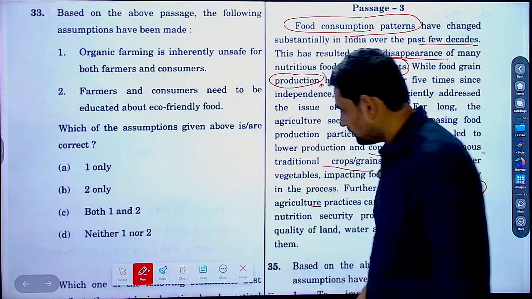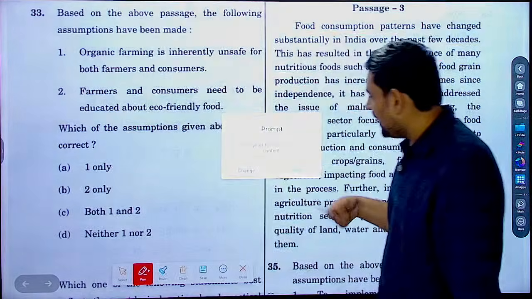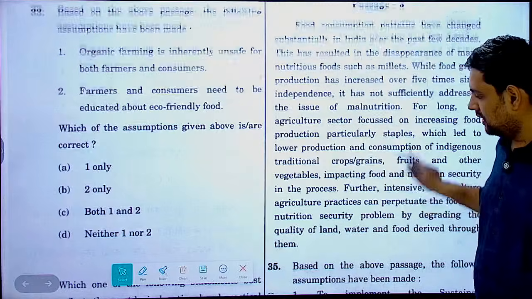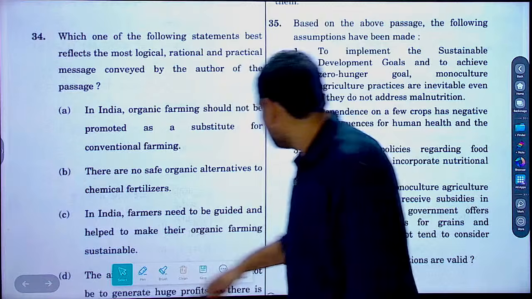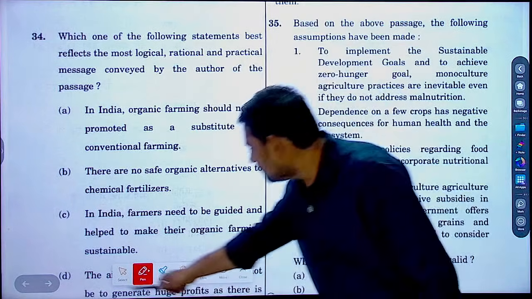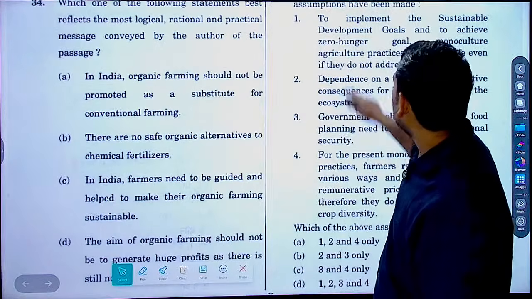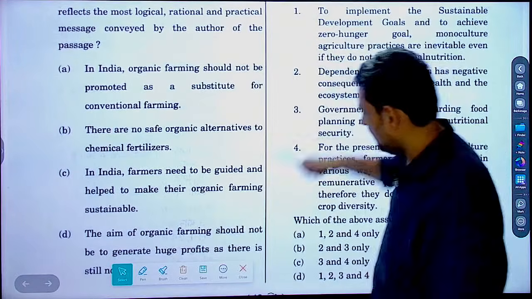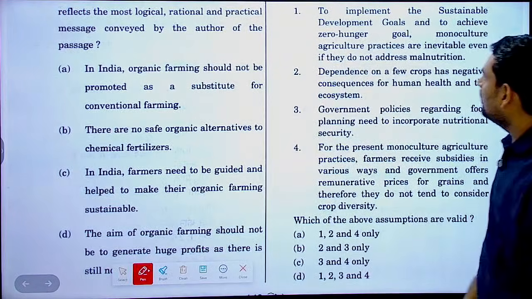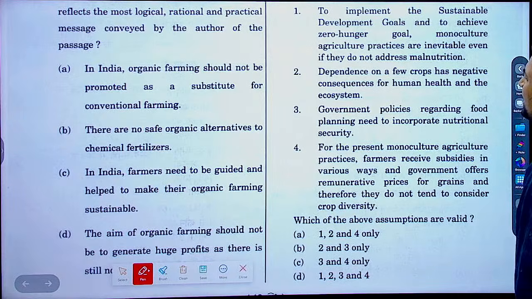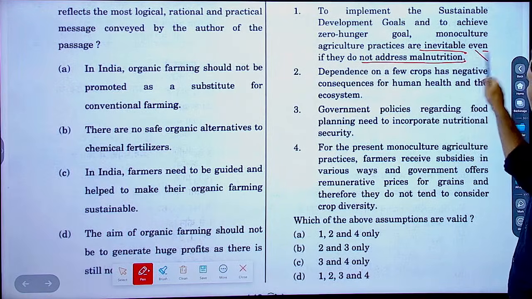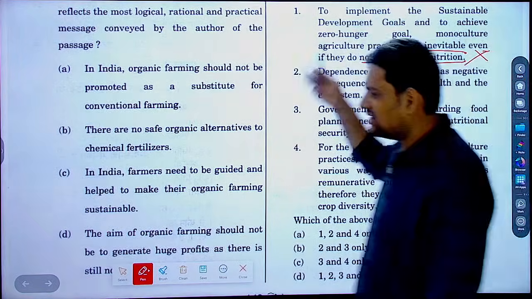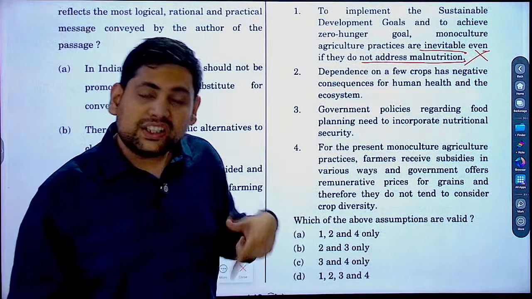Okay, this will come with practice, at which words you are marking. Then let's see this. So this is, which of the following assumptions can be made. Now this is the first assumption. To implement the sustainable development goals and to achieve zero hunger goal, monoculture agriculture practices are inevitable even if they do not address malnutrition. No. It does not talk about sustainable development goals, and also it critiques monoculture.